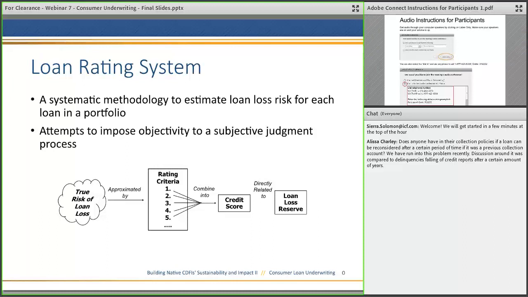So we do have a question on here. Sure. From Alyssa, she's asking, does anyone have in their collection policies if a loan can be reconsidered for a certain period of time, or if it was a previous collection account?